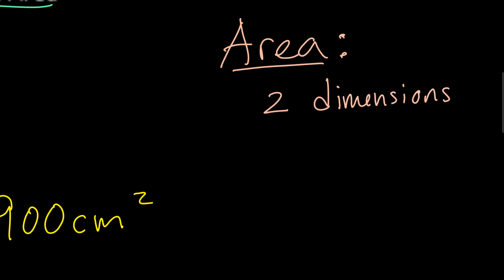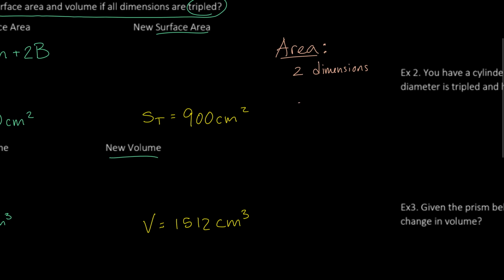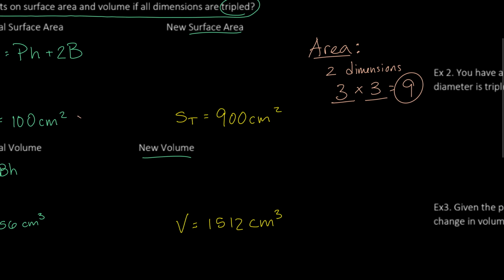Meaning, we're not just changing one of the dimensions here, we're changing 2. So for each dimension, we need to have a 3. So instead of just multiplying the surface area by 3, what are we multiplying by? 3 squared, which is 9. So we're multiplying 100 times 9 to get 900. This works every time. Anytime you have surface area, you're changing 2 of the dimensions.